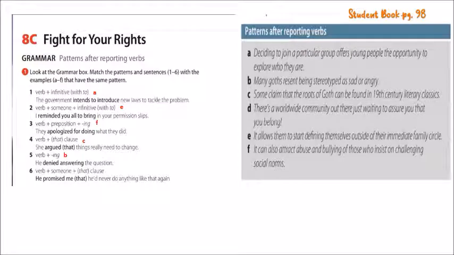What about number 6? We have the verb plus someone plus that in the clause. He promised me that he'd never do anything like that again. So the only one we have left is letter D, but let's pay attention to letter D. There's a worldwide community out there just waiting to assure you that you belong. So the verb would be assure, the someone would be you, then we have that, and then the clause, which is you belong. Excellent. Very good.